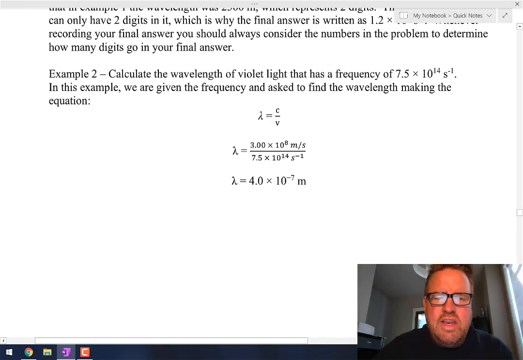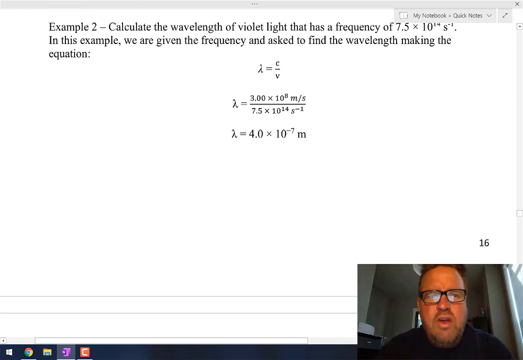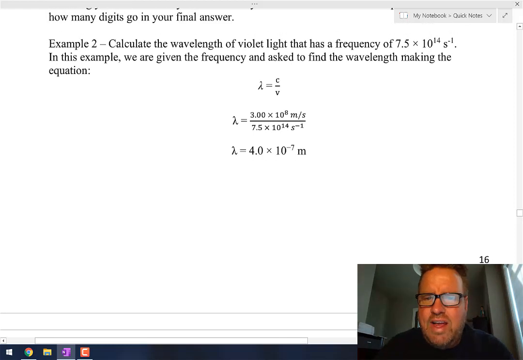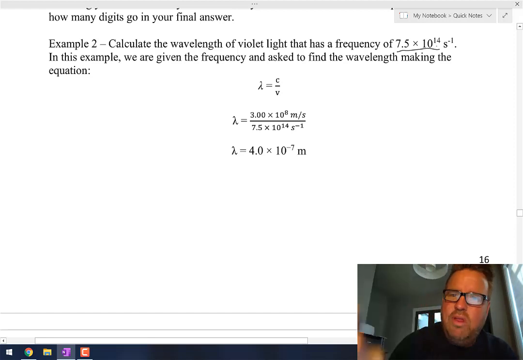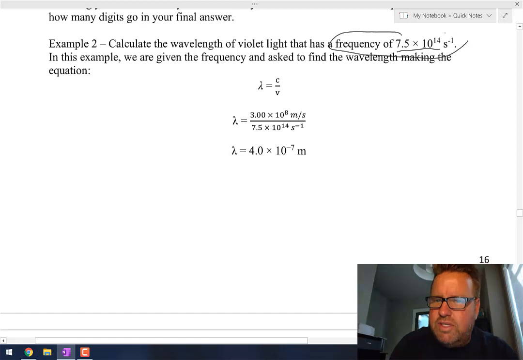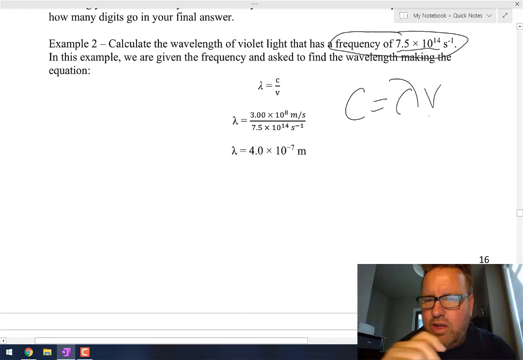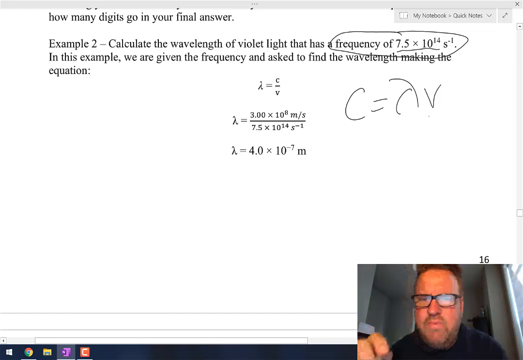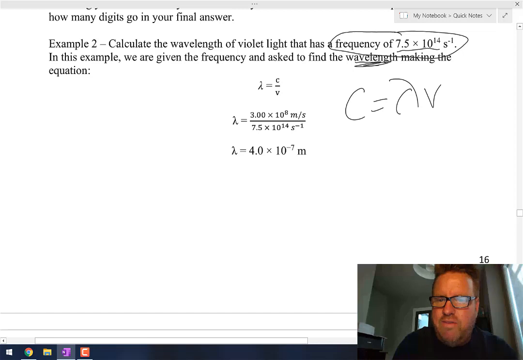Okay, let's look at example 2 here. It says, calculate the wavelength of violet light that has a frequency of 7.5 times 10 to the 14th seconds to the minus 1. So in this example, I give you the frequency, but I'm asking you for the wavelength. So again, let's start with our original equation. Speed of light equals wavelength times frequency. And they're asking us for the wavelength. So to get wavelength, I'm going to divide by the frequency on both sides.